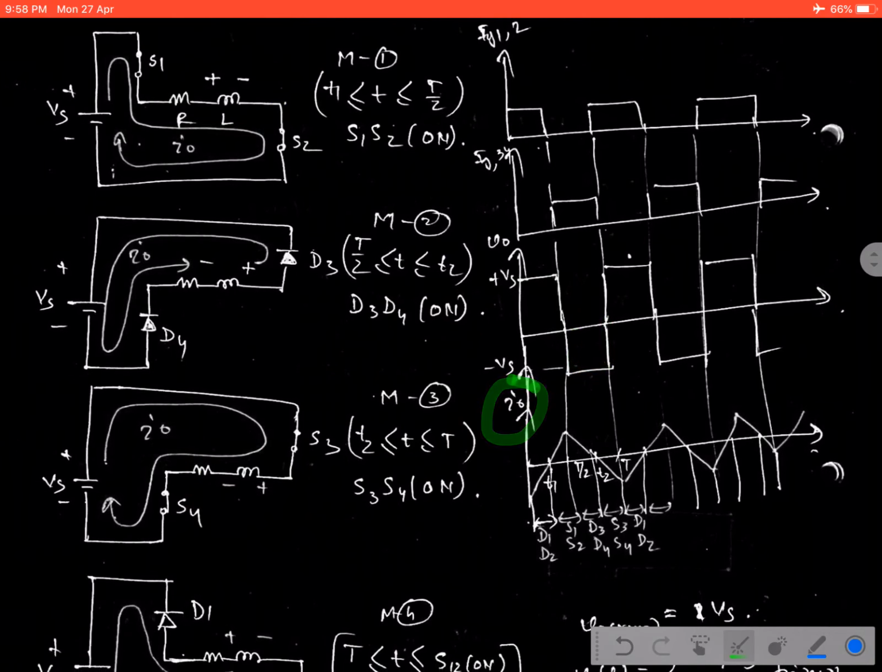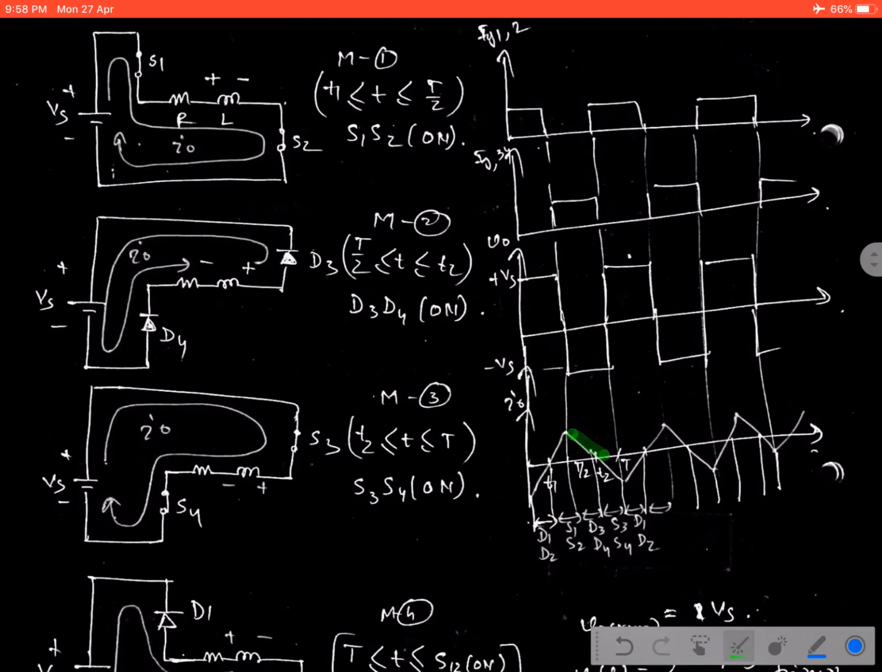So during the first mode of operation, T1 to T by 2, what happened? When the current starts flowing in this direction, the inductor gets charged. The inductor starts storing energy, so the current gradually increases. After the first mode of operation, when the second mode starts, this stored energy tries to discharge through the diode. That means the current starts discharging from its high value to a low value in this mode of operation.